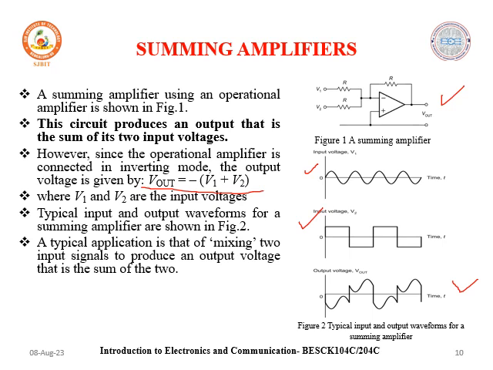The input and output waveforms for a summing amplifier, we can consider in this waveform. The typical application of the summing amplifier is for mixing two input signals to produce an output voltage that is the sum of the two input signals.